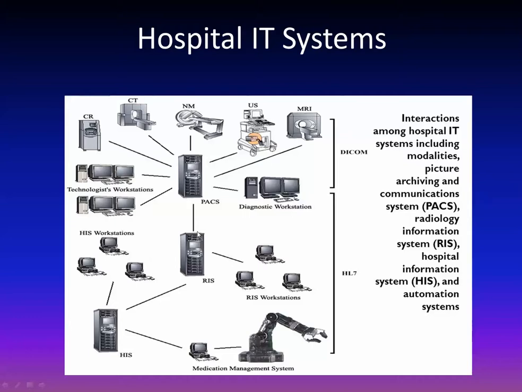Then from the PACS, it's going to communicate with the RIS, which is Radiology Information System, via an HL7 communication. And then from the RIS to the HIS, which is a Hospital Information System, by an additional HL7 connection.